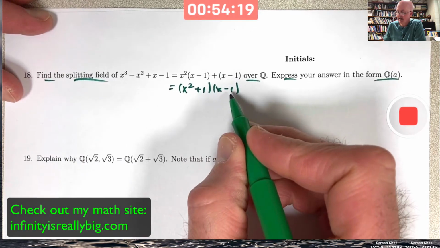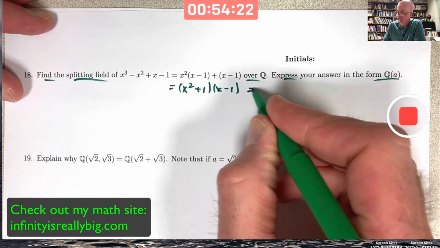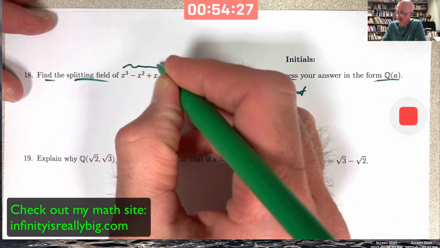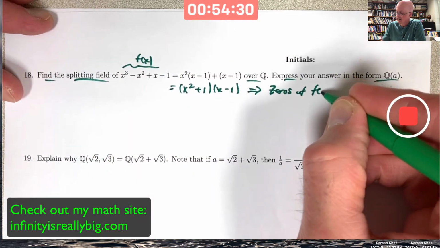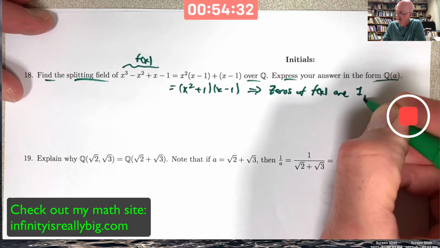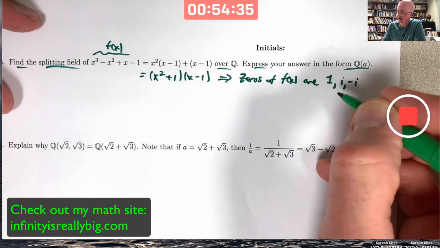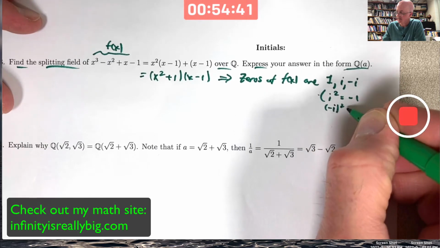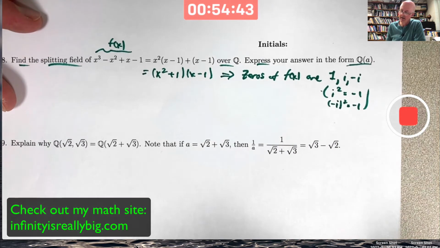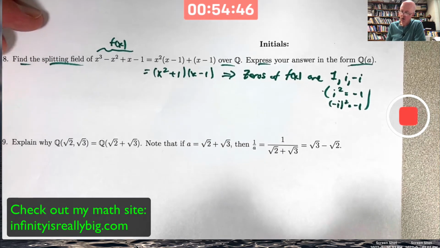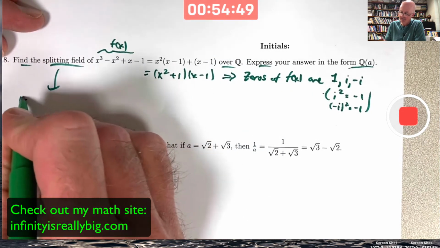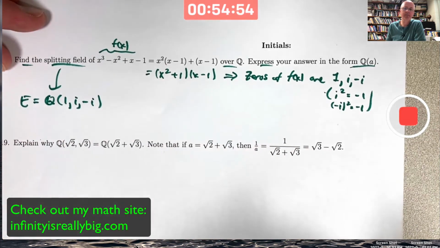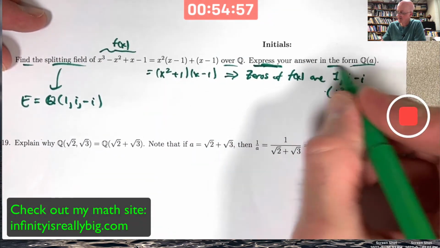Pretty clearly you can see by this factorization that the zeros, or roots, of this little f of x are 1, i, and negative i, where of course i is the imaginary unit, i squared is negative 1, and by the way, that also means negative i squared is negative 1. And so you could say the splitting field E is this. You could write it this way. But the goal is to express the answer in this form.